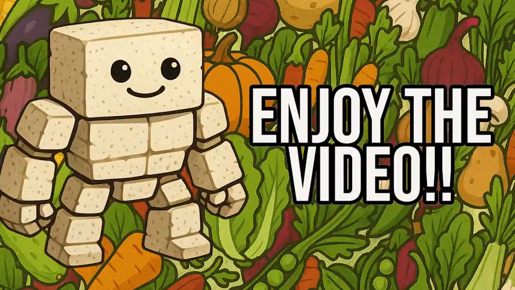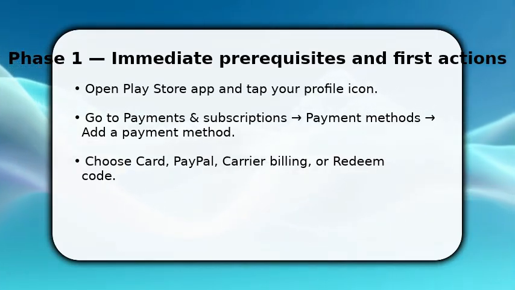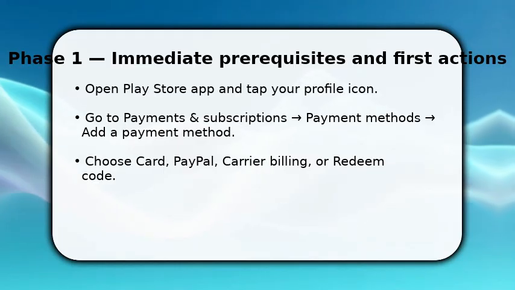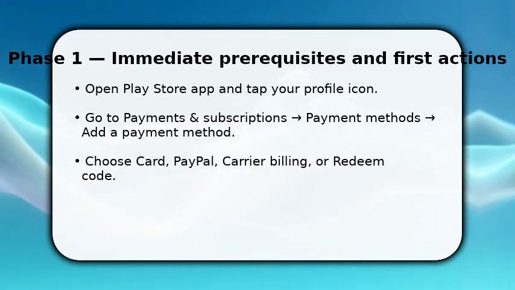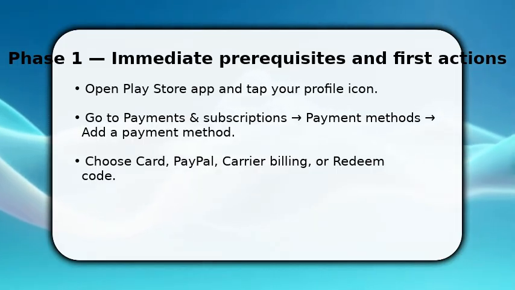Please enjoy the video. You begin by opening the Play Store and confirming you are signed into the correct Google account. Once done, tap your profile icon and open Payments and Subscriptions. Next, choose Payment Methods and tap Add a Payment Method to start.